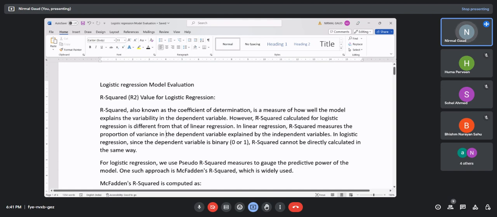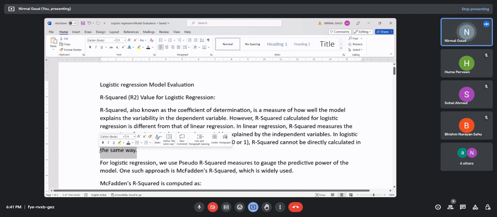So R square is calculated for logistic regression in a different way from linear regression. In linear regression, R square measures the proportion of variance in the dependent variable explained by the independent variable. However, in the case of logistic regression, the dependent variable is binary, 0 and 1. So R square cannot be directly calculated in the same way. There is a different approach for calculating R square.